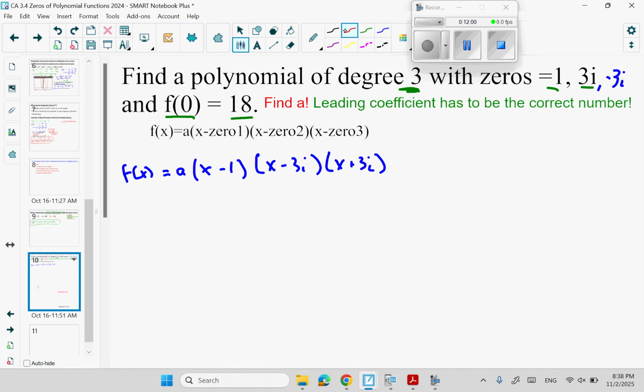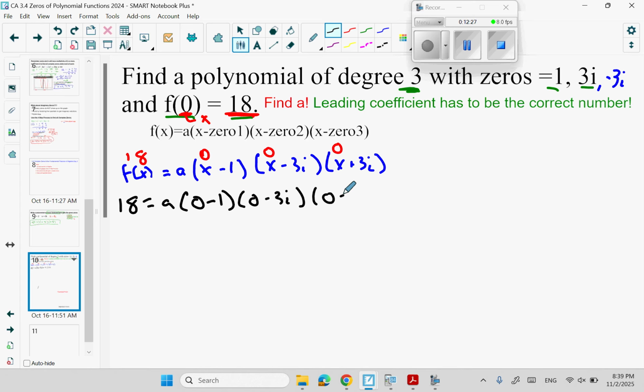Either is perfectly fine. Now, I know that f of 0 equals 18, so I'm going to plug in 18 for f of x. But what does this 0 mean? Well, that's the x value. So I'm going to put a 0 in for every single x value, which means all I need to do is solve for a. So I get 18 equals a, 0 minus 1, 0 minus 3i, 0 plus 3i. And simplify, so -1, -3i, positive 3i, and all of these things are being multiplied.